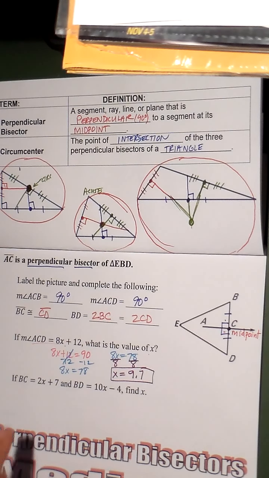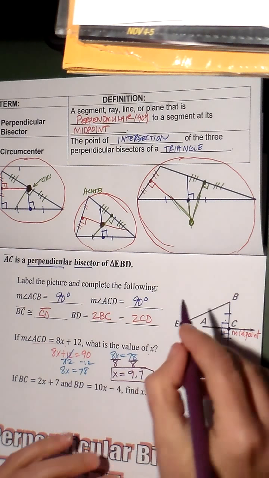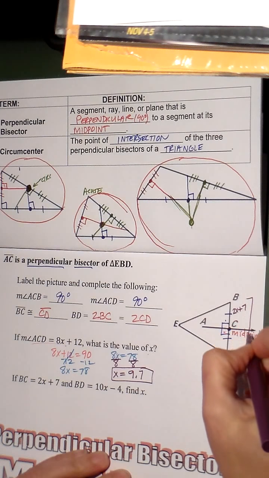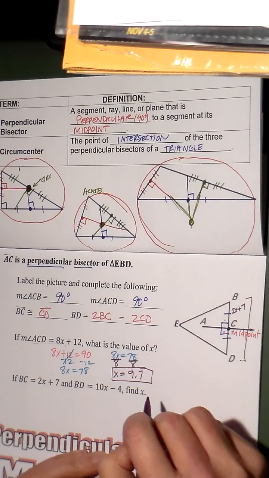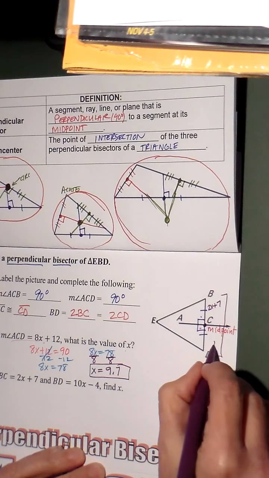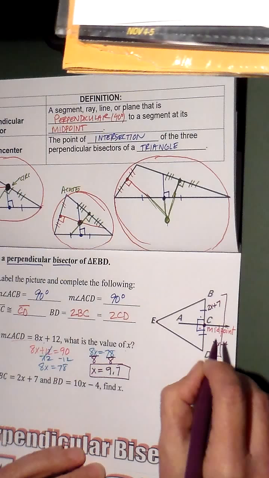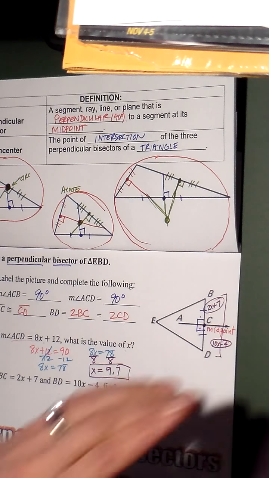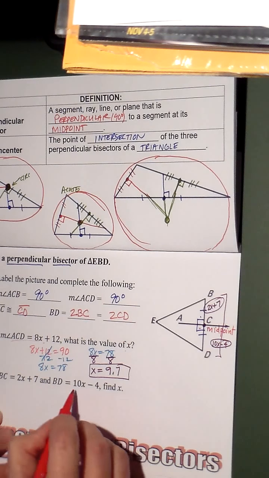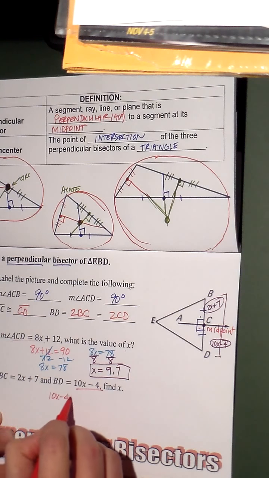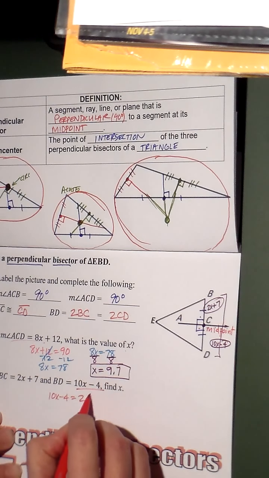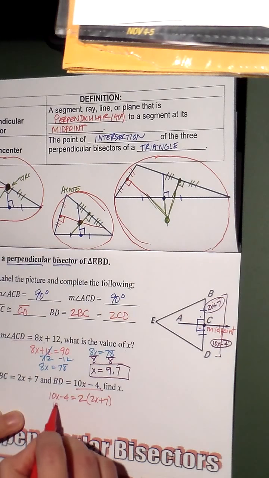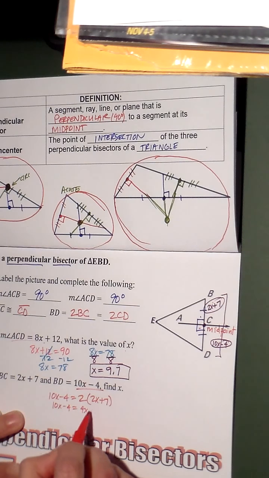Now coming down here, it says, all right, what if BC is 2x plus 7? That's this piece. And BD is 10x minus 4. Okay, so BD is 10x minus 4, the whole thing. Well, what do you know about BD? It's twice this one, right? So the way you would set it up is the 10x minus 4 is equal to twice the 2x plus 7, because the 2x plus 7 is only half, 10x minus 4 is all the way across. So 10x minus 4 equals 4x plus 14.